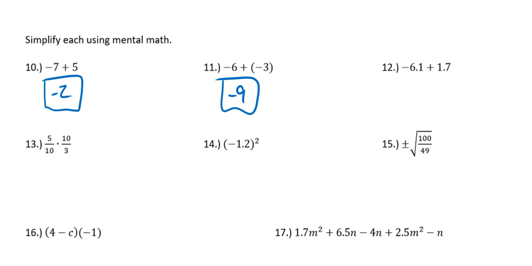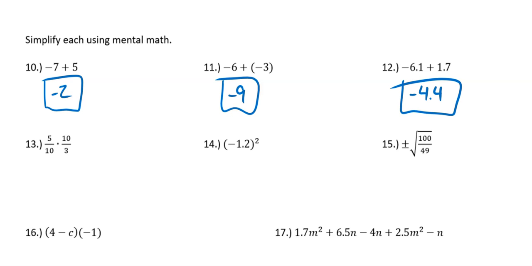This one, same kind of thing. They're different signs. The 6.1 is bigger than 1.7. So when I do this, I'm going to subtract, but then I'm going to keep the sign of the larger value. So I'm going to make this negative when it's all said and done. But essentially, I just do 6.1 minus the 1.7, which is 4.4. But I just make it a negative 4.4.